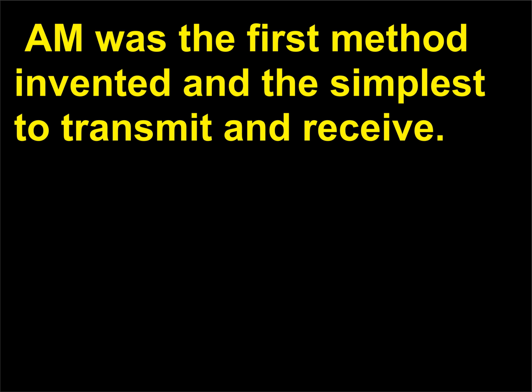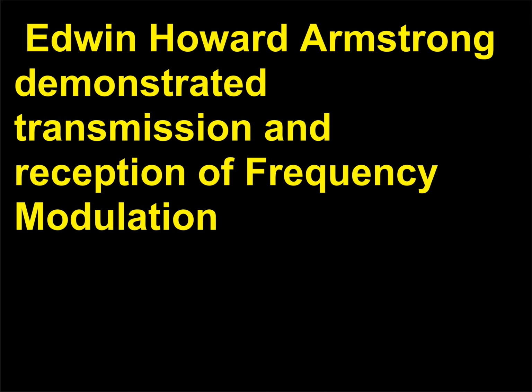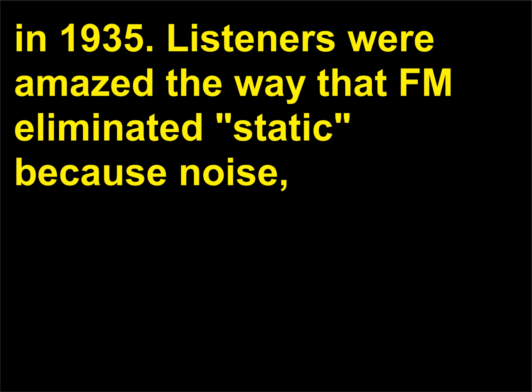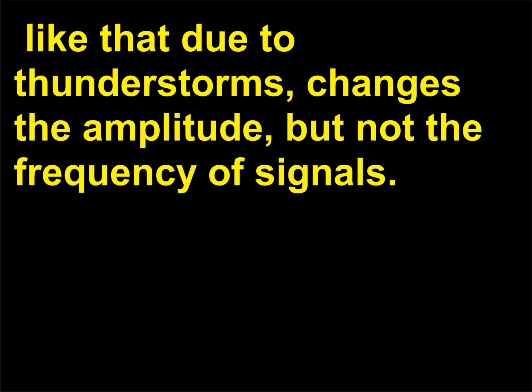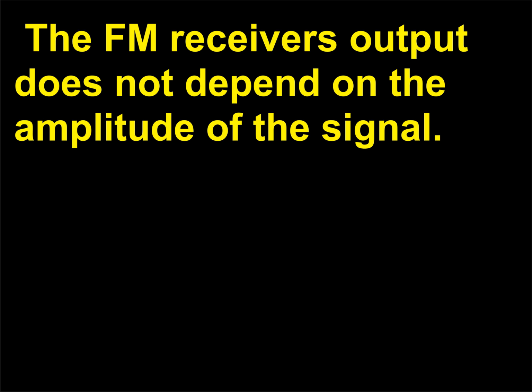AM was the first method invented and the simplest to transmit and receive. Edwin Howard Armstrong demonstrated transmission and reception of frequency modulation. In 1935, listeners were amazed at the way that FM eliminated static, because noise, like that due to thunderstorms, changes the amplitude, but not the frequency of signals. The FM receiver's output does not depend on the amplitude of the signal.